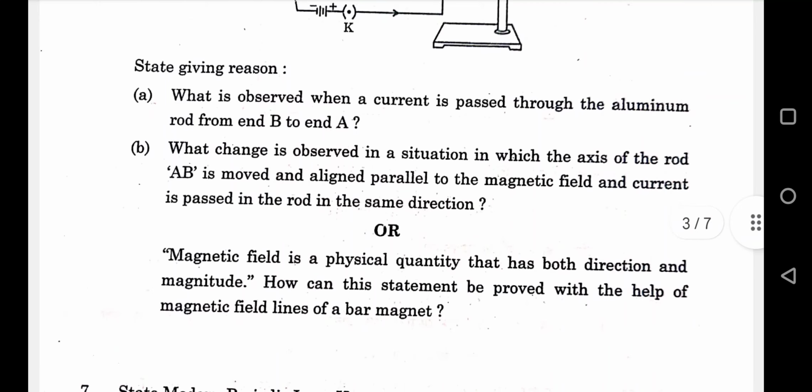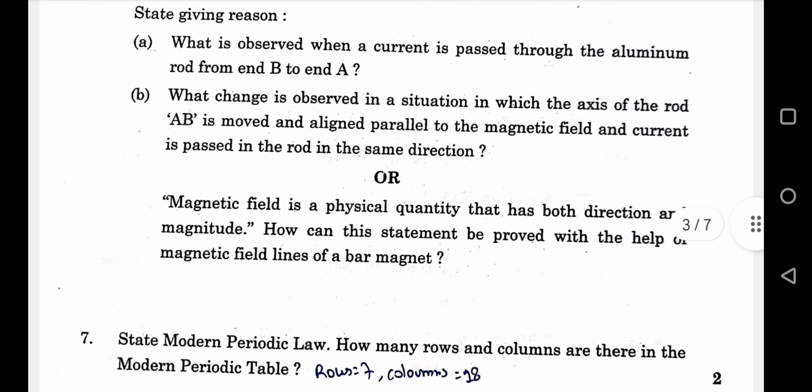Now, magnetic field is a physical quantity that has both direction and magnitude. How can this statement be proved with the help of magnetic field lines of a bar magnet? This statement can be proved by the magnetic field lines of a bar magnet, because magnetic field lines give the direction of the field, and they originate from north and come towards the south.